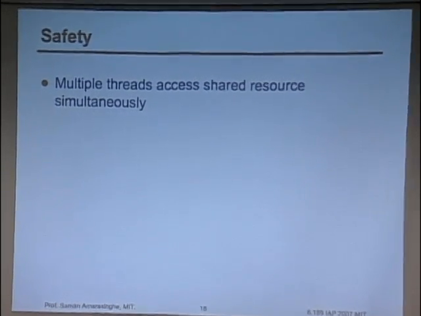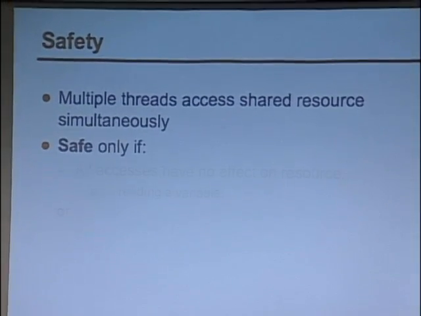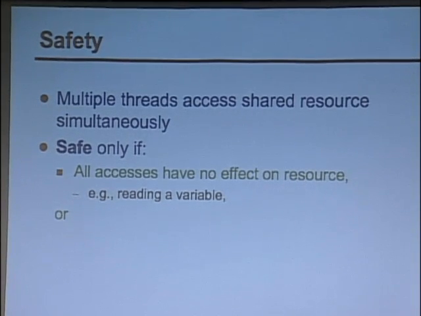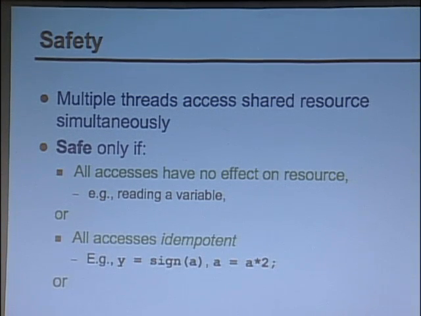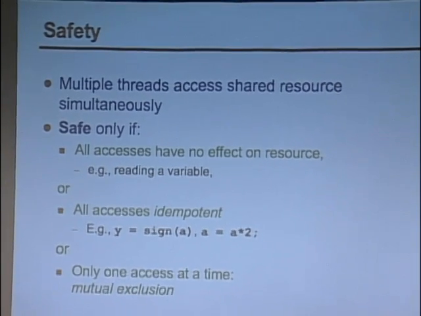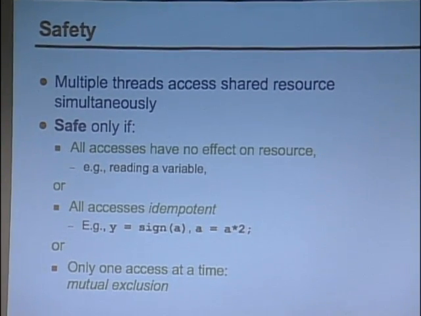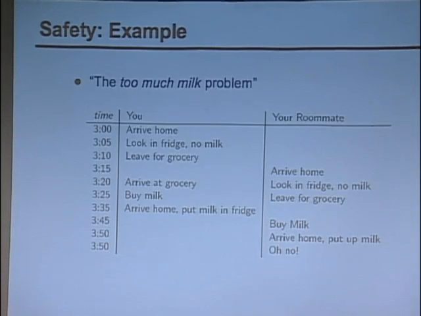When multiple threads access a shared resource simultaneously, it's safe only if all accesses have no effect on the resource. Basically, we are reading variables. Everybody can read the same variable because you're not changing anything. Or all accesses are idempotent. Or only one access at a time, which is called mutual exclusion. In this case, we are changing something. It's not idempotent, so we have to do mutual exclusion.